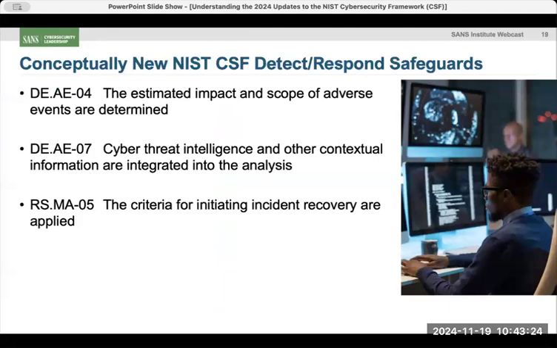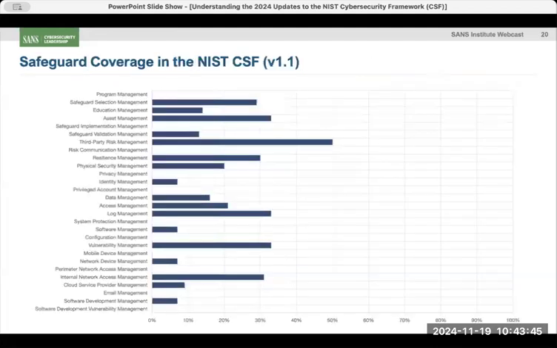In the detect and respond safeguards, you'll see we have statements here on looking at the impact and scope of events. Also, cyber threat intelligence is integrated into the analysis. We already talked about that in the governance section, but they emphasize it again here. And then criteria for incident recovery being applied. Again, just some detailed statements there that are new. Now, one of the things that we did is we've been running a study since about 2020, 2021.